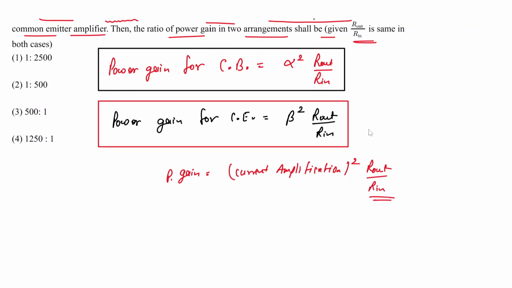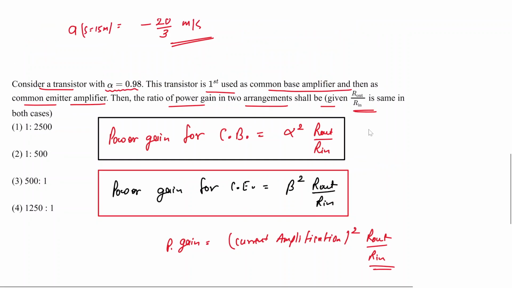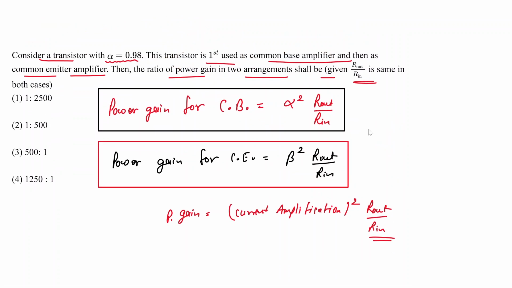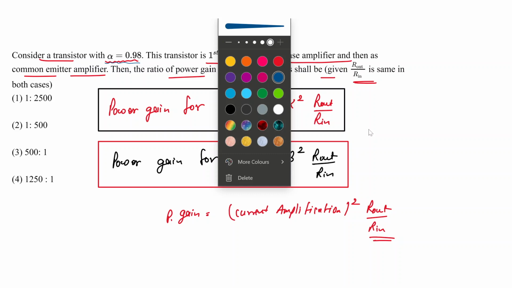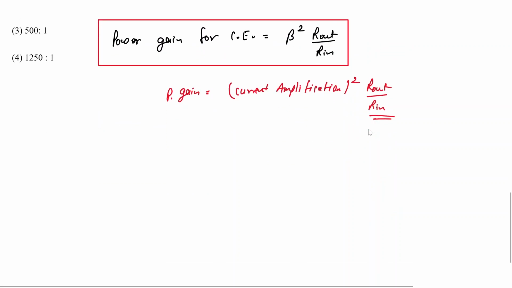Now it is also given that the ratio of R out and R in is the same in both the cases, so we just have to find the ratio. Another thing is that we are given the value of alpha but we are not given the value of beta. So what is the relation between alpha and beta? Beta is equal to alpha by 1 minus alpha.